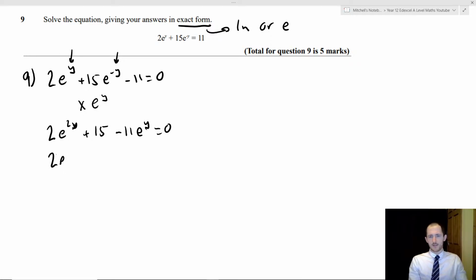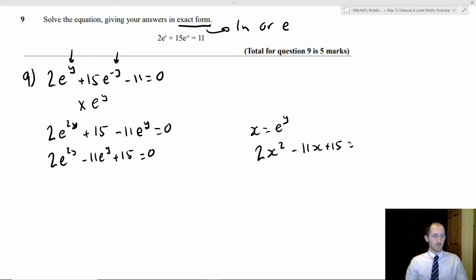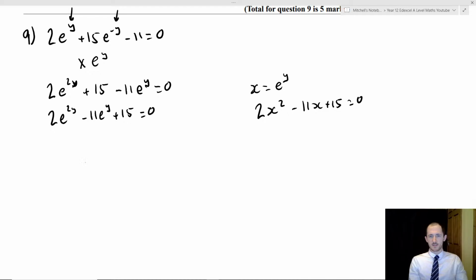So if I write this out like here, that looks like a quadratic. One way I could make it look more like a quadratic is say x is equal to e to the y. In that case, I'll have 2x squared minus 11x plus 15 equals 0. And now what you're able to do is factorize, complete the square, or use the quadratic formula, whatever way you want to do it. But if we factorize this, it's just going to be 2e to the y, and in the other bracket it'll have to be e to the y.